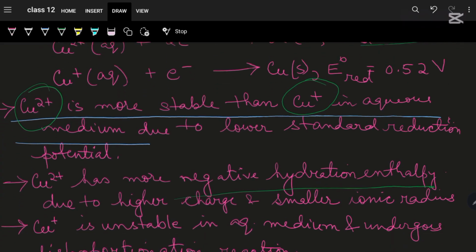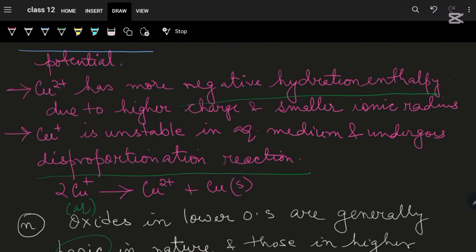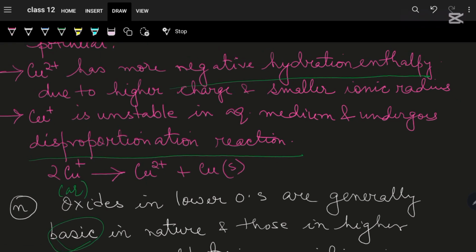Now, when this type of question is asked, that in aqueous medium, out of Cu2+ and Cu+, which is more stable and why, you have to write all three reasons. Number one, you have to mention that in aqueous medium, Cu2+ has a lower standard reduction potential. You also have to mention that Cu2+ has a more negative hydration enthalpy, or rather more heat is evolved on account of hydration, because the charge over it is higher and the ionic radius is smaller. Because the charge is higher, the ionic radius is also small.